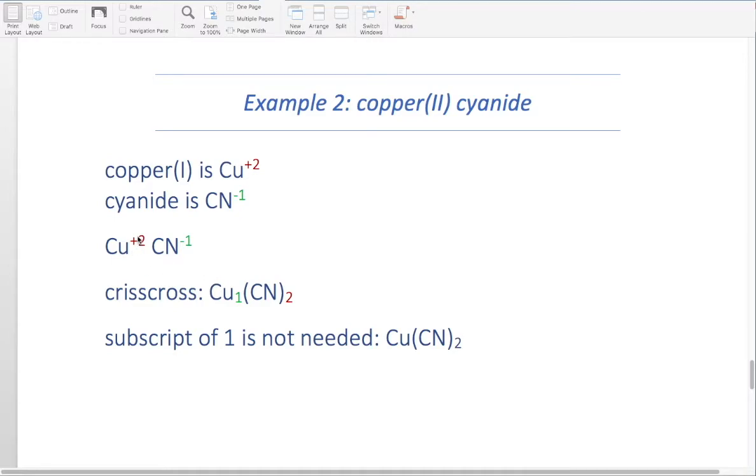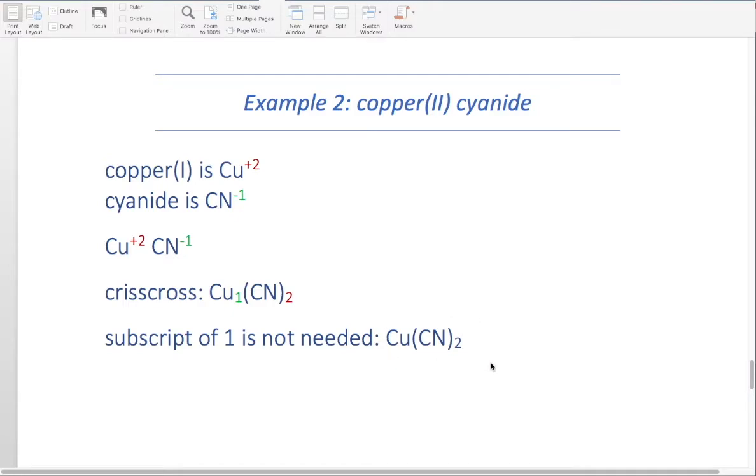So then you've got the Cu2+ with the CN-. When you do the crisscross, you bring the 1 from the cyanide, it becomes the subscript on the copper, and the 2 from the copper becomes the subscript on the cyanide. The subscript of 1 here is not needed. Now we do need the parentheses because we've got 2 of this whole CN grouped together, so the parentheses indicate that the 2 goes to both the C and the N, and the compound ends up being Cu(CN)2.